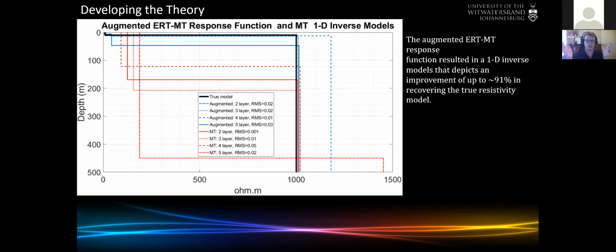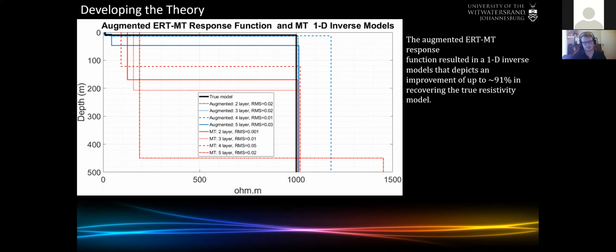resistivity model in 1D. This is pretty good, and 1D inversions are still pretty popular, and there are many environments where 1D MT is still very relevant. So this is a good start to our test. So we do see improvement in the 1D space.